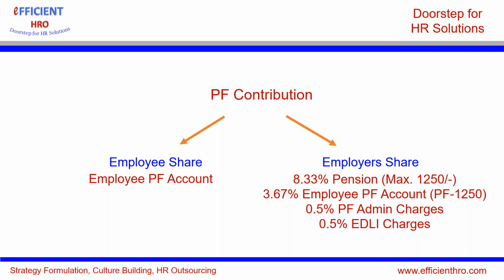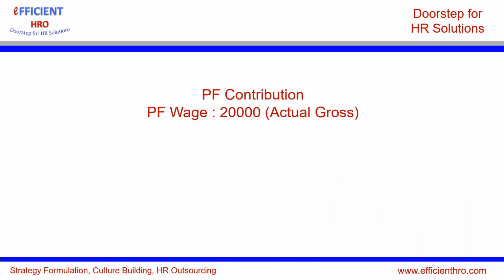Okay, so let's move ahead. Now let's see an example. In this example, this is an option wherein we are selecting the first option, that is, the company is choosing the option to deduct PF on actual gross.